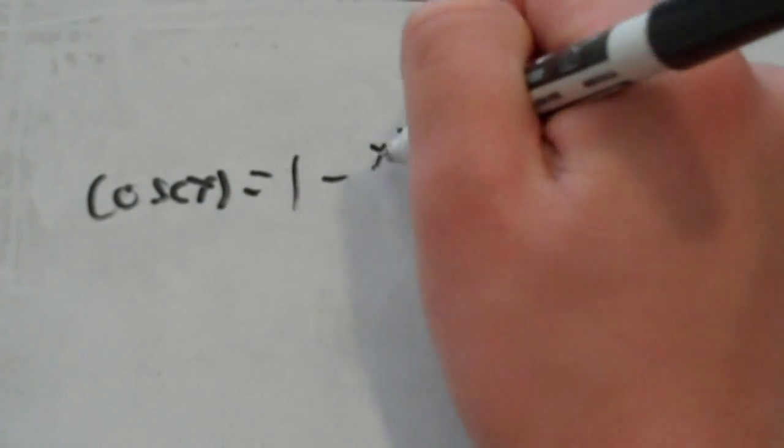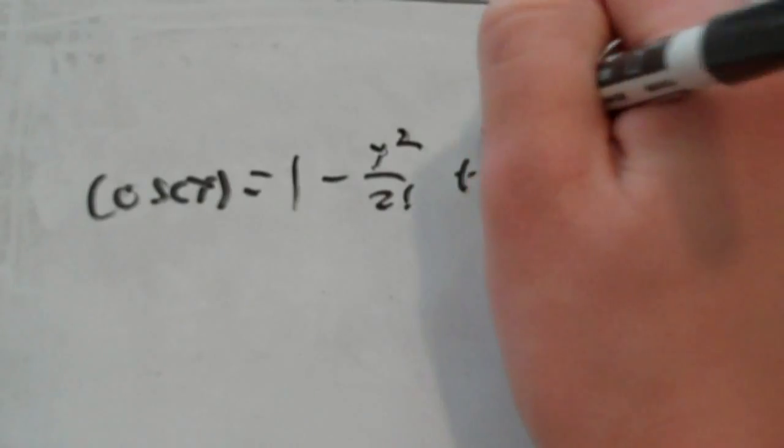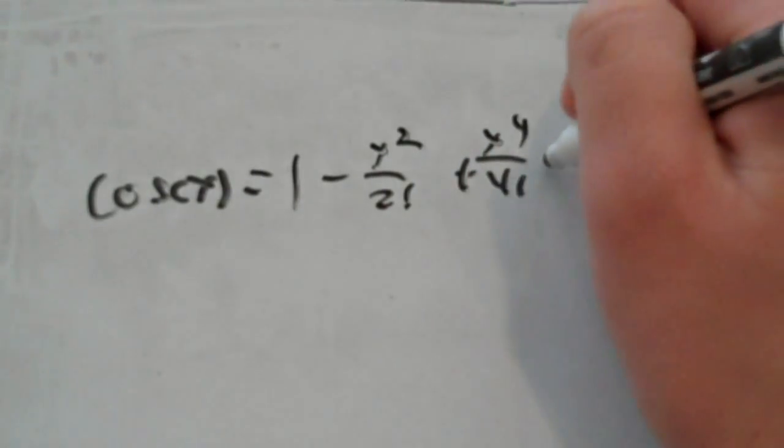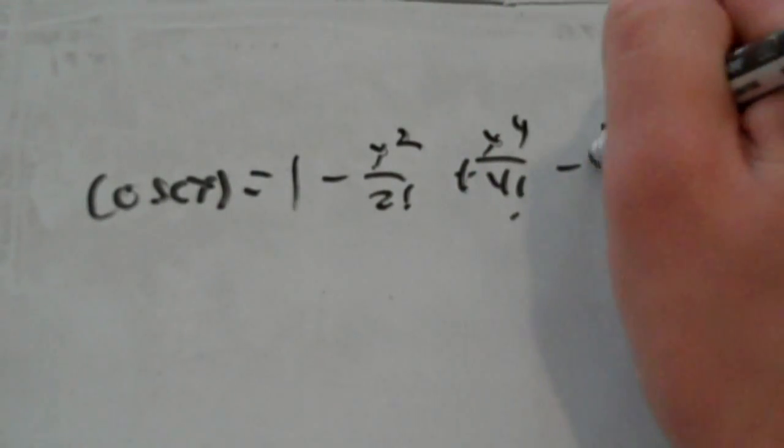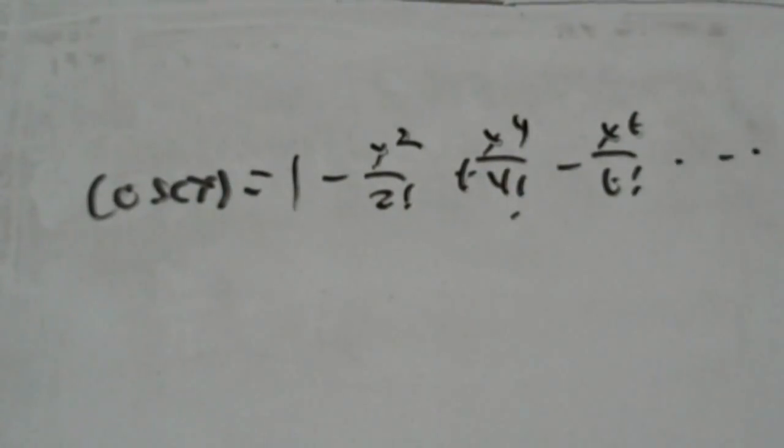Now, the next thing I'm going to show is the expansion of cosine of x, which someone also discovered who I also don't know the name of. But it is the same as 1 minus x squared over 2 factorial plus x to the fourth over 4 factorial minus x to the sixth over 6 factorial. And then, continuing on to infinity.